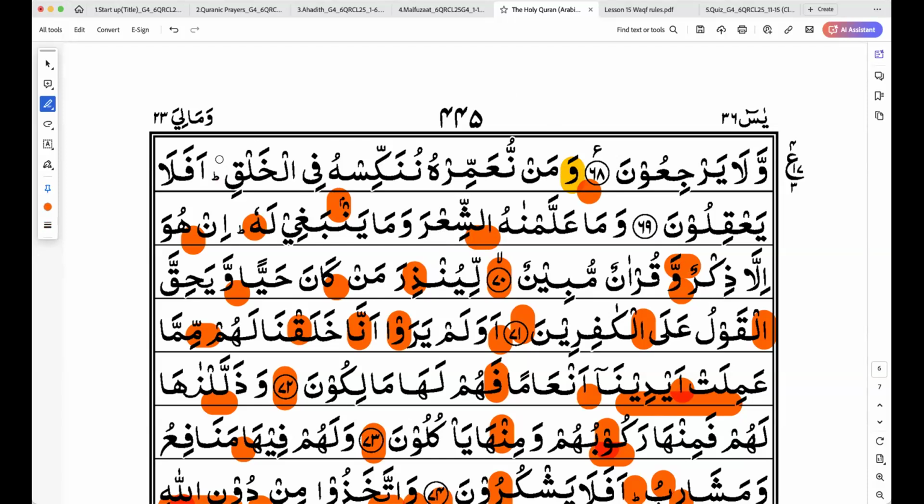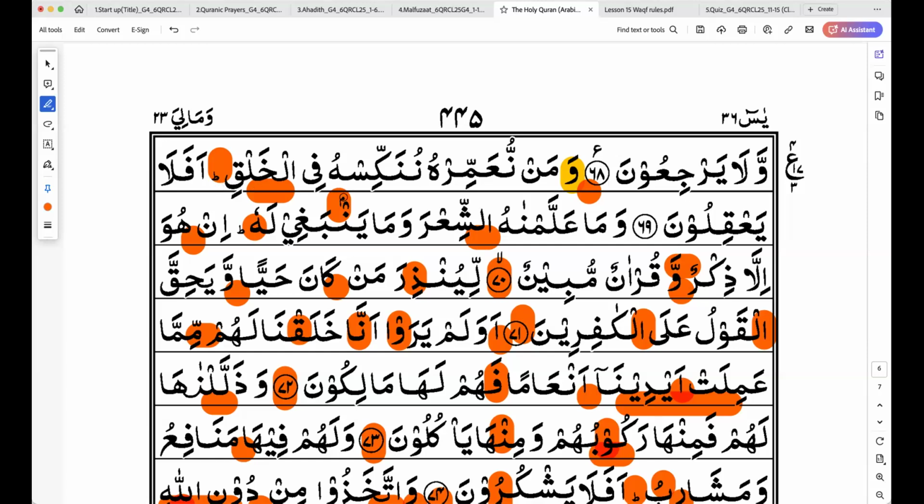Jazakumullah. So on the kaf, make sure you do qalqala. Okay, can you try once again? Al-khalq. Yes, that's much better. So that would be a moderate qalqala, okay?